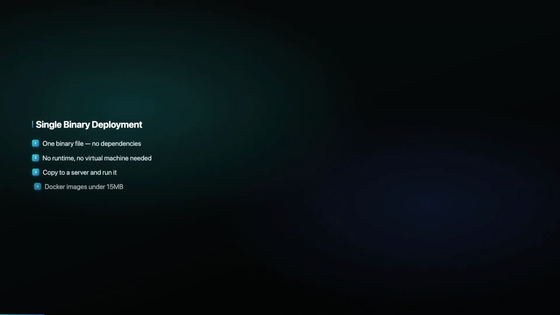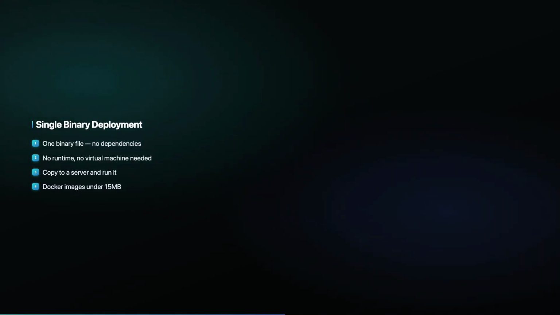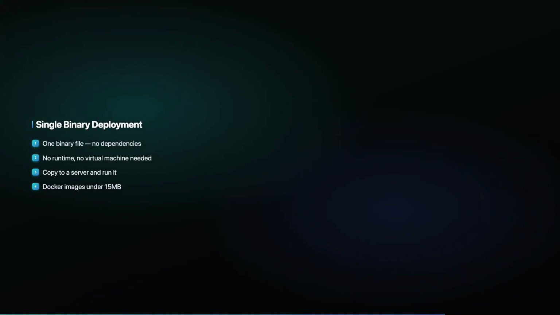When you build a Go program, you get one binary file. No dependencies, no runtime, no virtual machine. Just copy the file to a server and run it. A Go application in Docker can be under 15 megabytes.